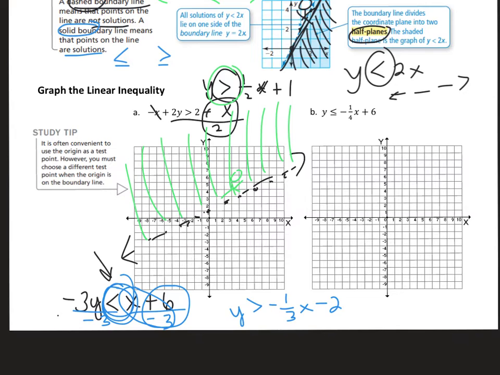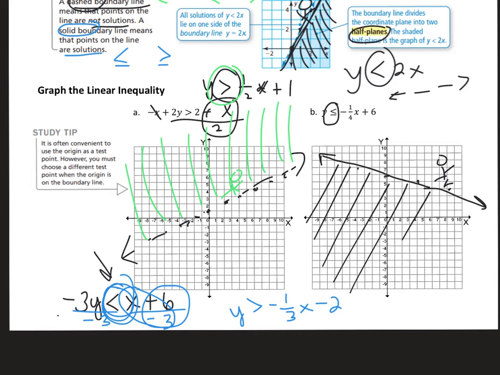Okay, letter B. I graph the line. This is nicely already in slope-intercept form. Go down 1, right 4, down 1, right 4. It's going to be a solid line, so I connect this. And then if I think about a person on the ladder, walking up the ladder, I shade underneath the ladder.